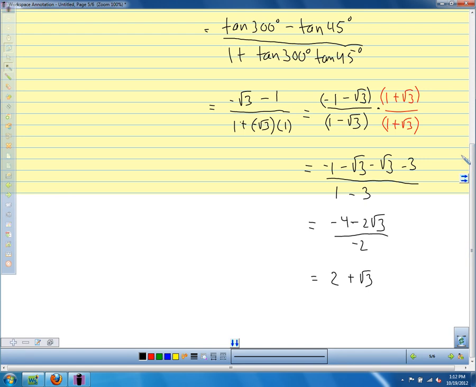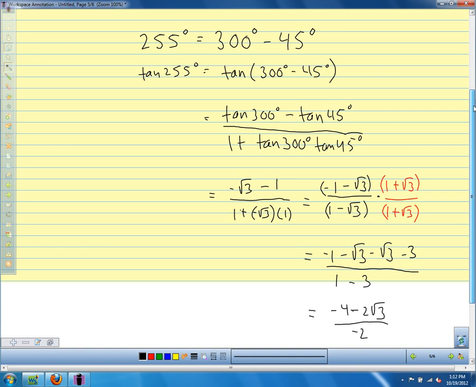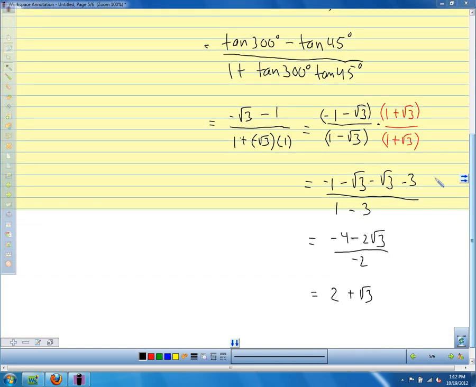I think what I did on quizzes and tests last year was, if this were a 4-point problem, getting here would be 3.5 points, and rationalizing your denominator would be 0.5 point. The important thing is that you know how to use the identity and get to here.